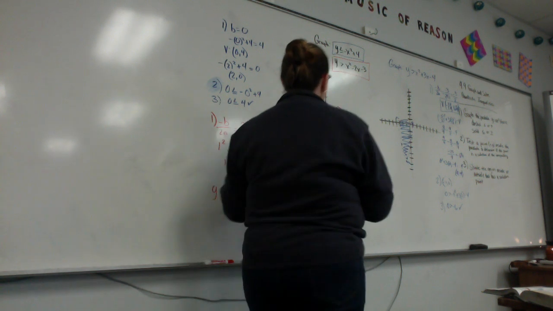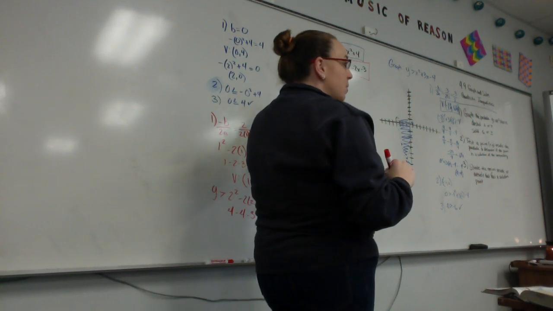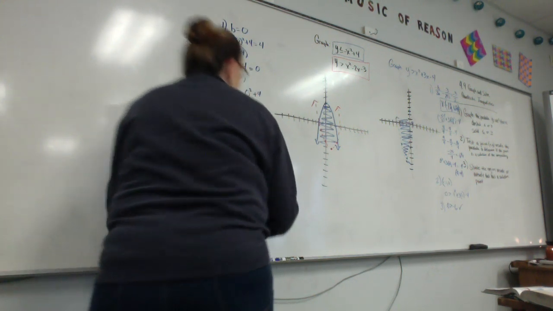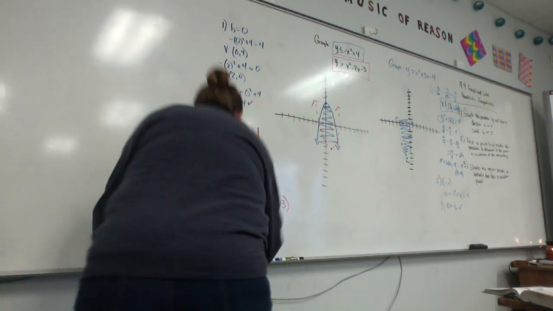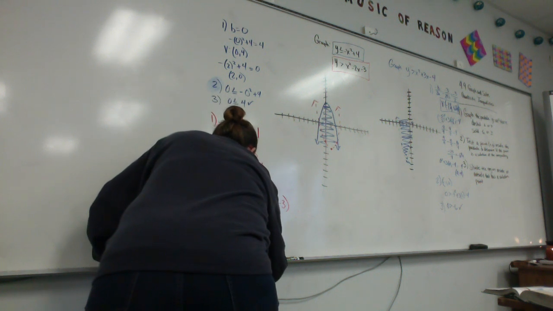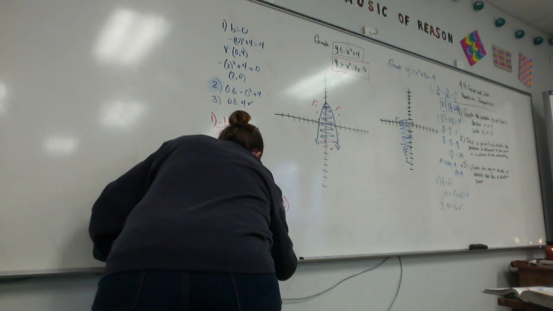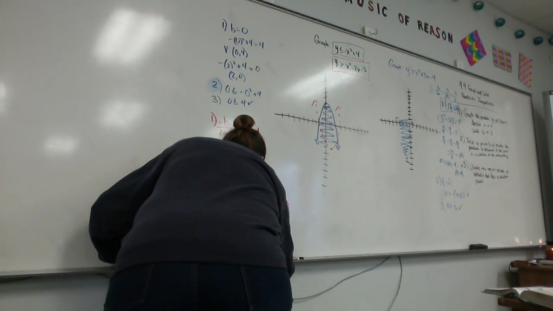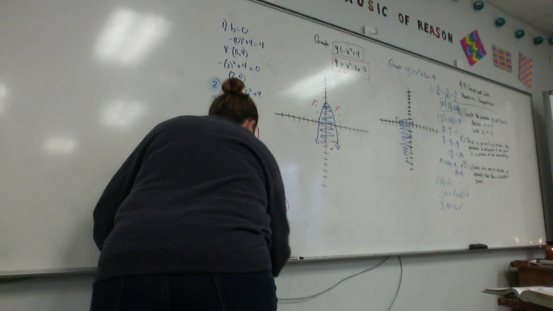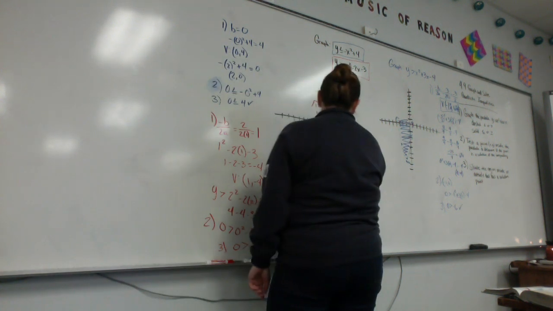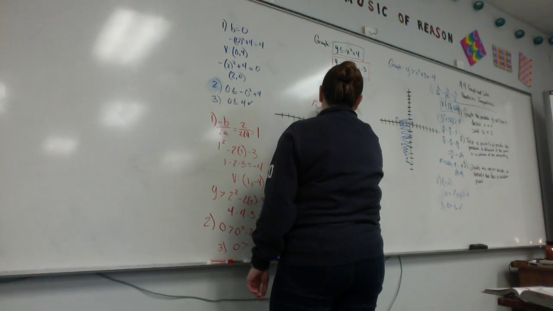Okay, now we pick a point on the inside again, and we plug it in, right? So I'm going to pick 0, 0 again. 0, 0 is easy. We want 0, 0 if possible, right? So I'm going to say 0 is greater than 0 squared minus 2 times 0 minus 3, yeah? Is 0 greater than negative 3? Yes. So what am I doing? Shading. And look at where they overlap.